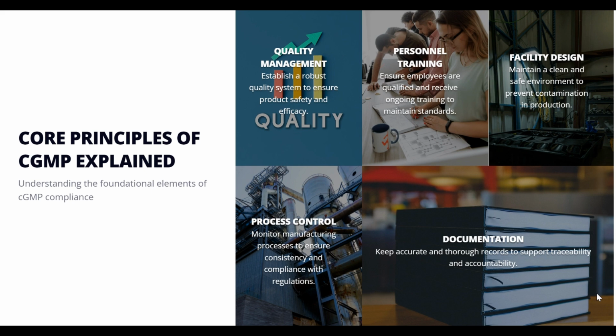Further, facility design: how to design a facility, how to maintain cleanliness and a safe environment, and also prevention of contamination during product development. It also helps us to understand process control, that is, the manufacturing processes to ensure consistency and compliance with the regulatory authorities. At the end, documentation: accurate and thorough records to maintain for future support, to review back, and also to enhance the accountability of product development.